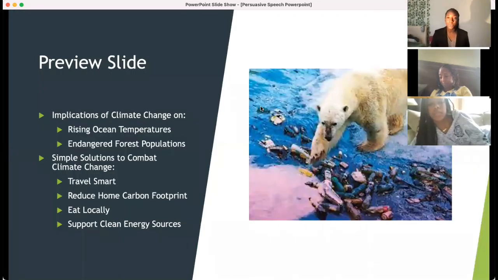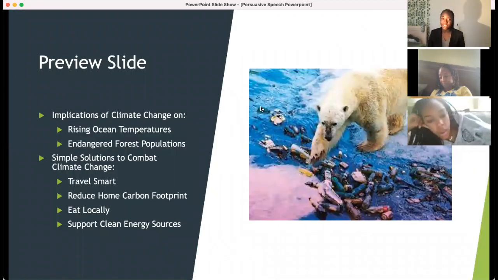First, let's start off with a preview of the main points during this speech. First, I'm going to talk to you a little about the implications of climate change on rising ocean temperatures as well as the endangered forest population. And then I'm going to go over simple strategies to help combat these changes.